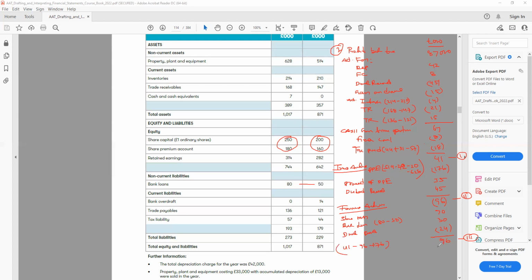So we said 21, and this one is called net increase in cash and cash equivalent. Remember that net increase in cash and cash equivalent could be a net decrease if it is minus. If this 21 comes as a minus, then you have to say net decrease. But as it is a positive figure, we say net increase.